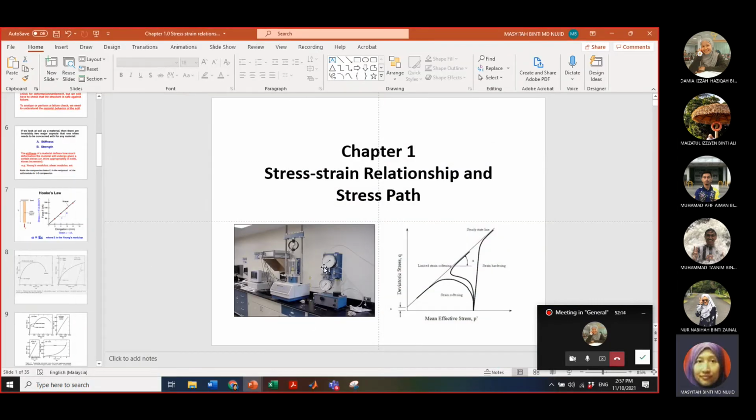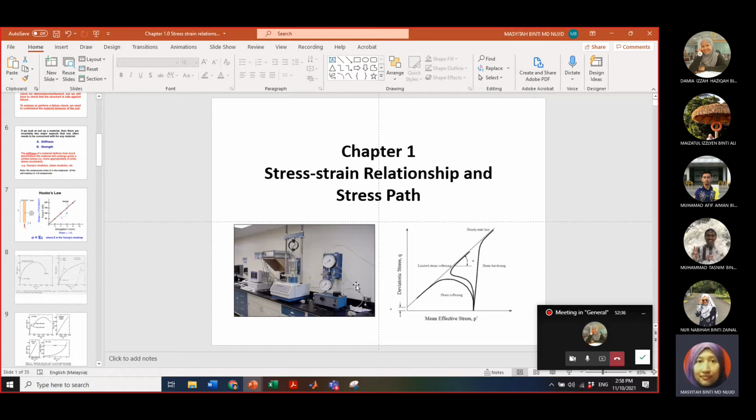Okay, this is on chapter 1 stress-strain relationship. If you look at this one, as I said, kalau dulu masa soil mechanics ni dia melibatkan instrumen, tool untuk kita tahu tujuan kita buat lab testing untuk dapatkan soil parameter. Kemudian kita nak tahu behavior dia.